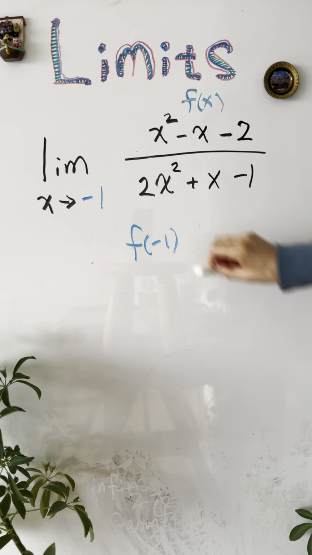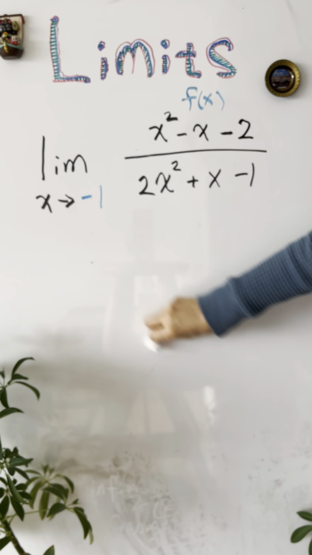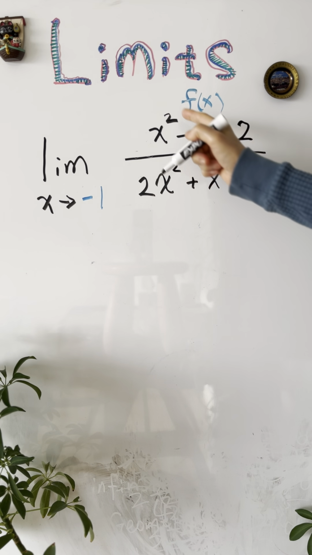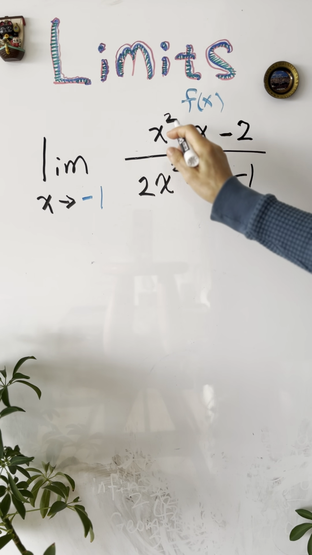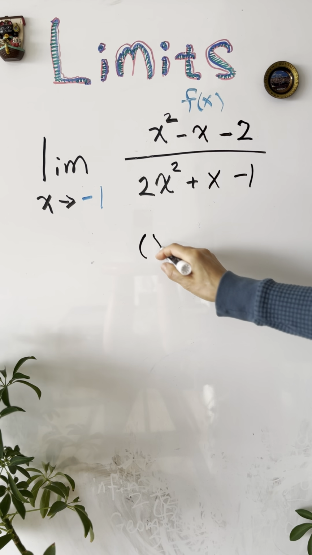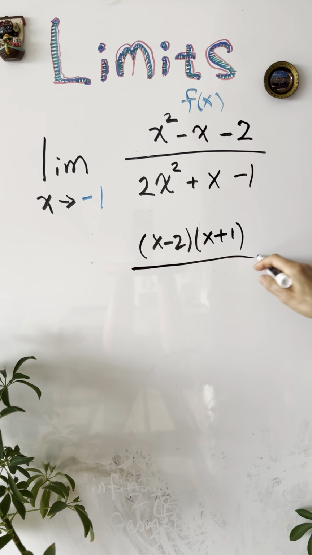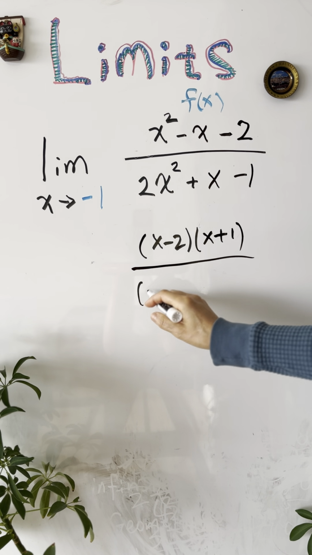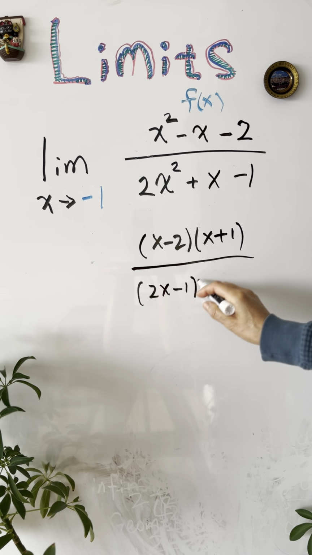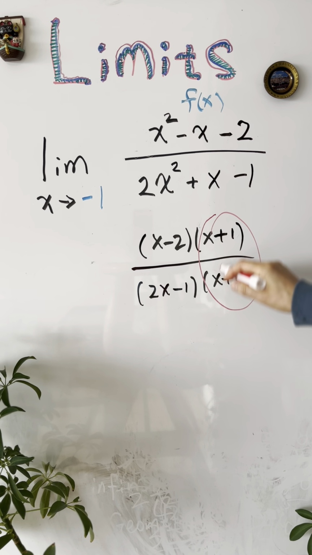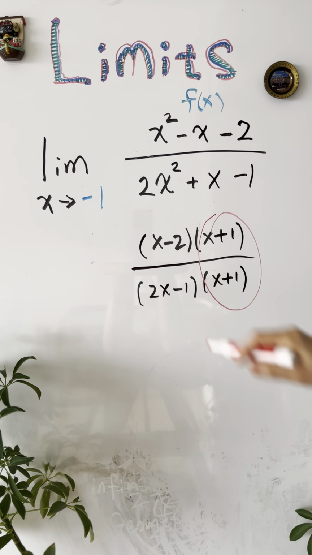So what do we do? We see if we can simplify this function. The numerator can be factored as x minus 2, x plus 1. The denominator can also be factored as 2x minus 1, x plus 1. Now we see we have a common factor in the numerator and in the denominator. Those two simplify to be 1. So I'm left with this.